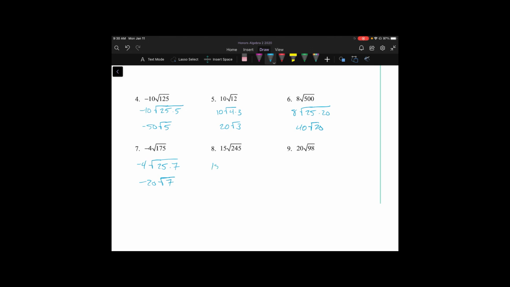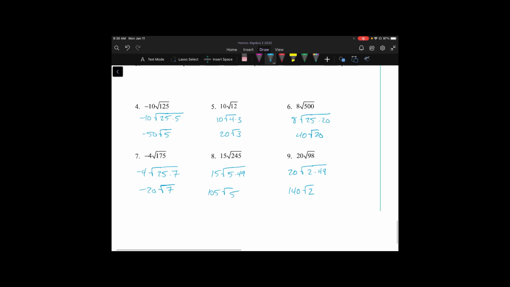The next one, 15, ooh, that's a nasty one. 5 times 49 is 245. The 49 will come out as a 7. 7 times 15 is 105, roots of 5. That was a gross one, my goodness. And our last one here is 20 times square root of 98. That'll be 2 times 49. The 49 is a perfect square. It'll come out as a 7. 7 times 20 is 140, roots of 2.